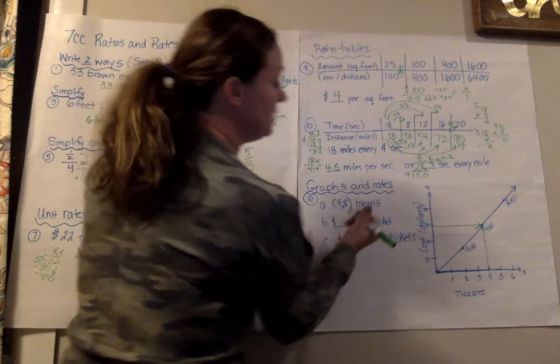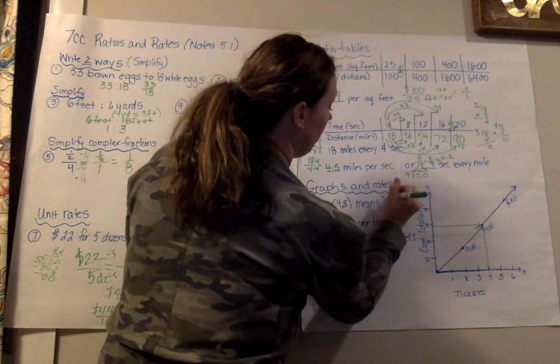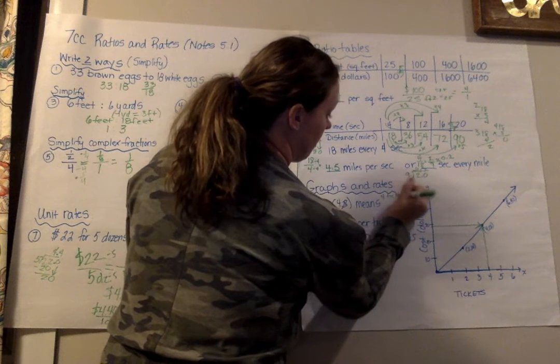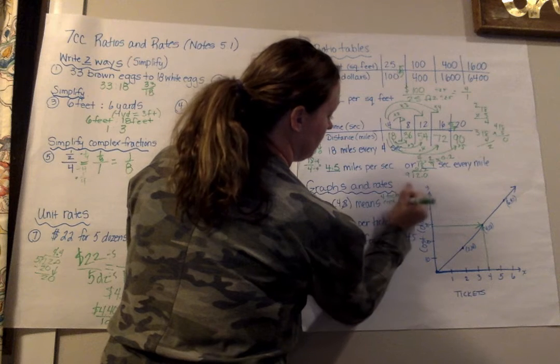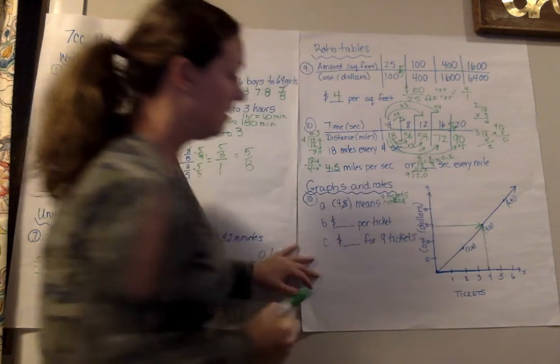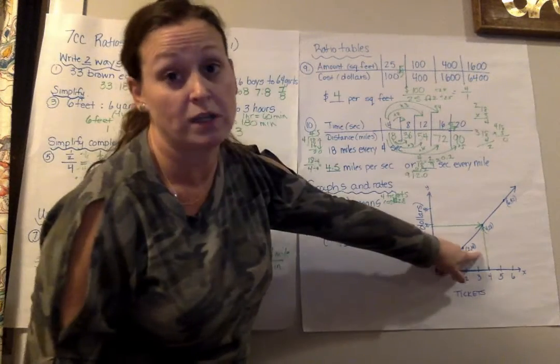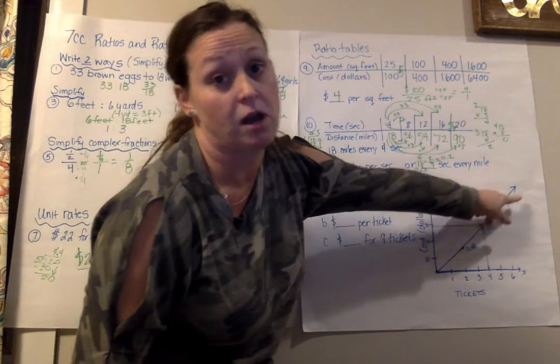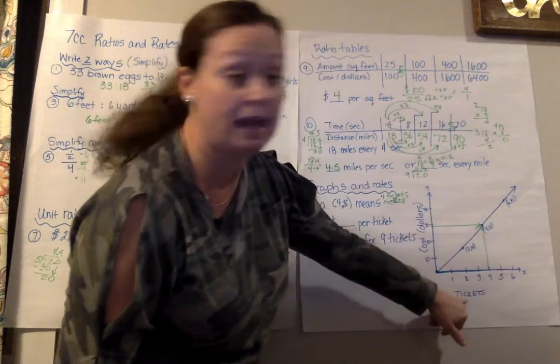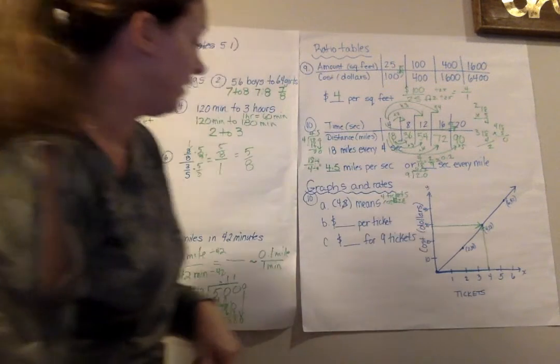So what this means is that 4 tickets cost 28 bucks. If I were to ask for this one, it would say that 2 tickets cost 14. And this one, 6 tickets cost 42. You have to use the labels on the graph to figure it out.